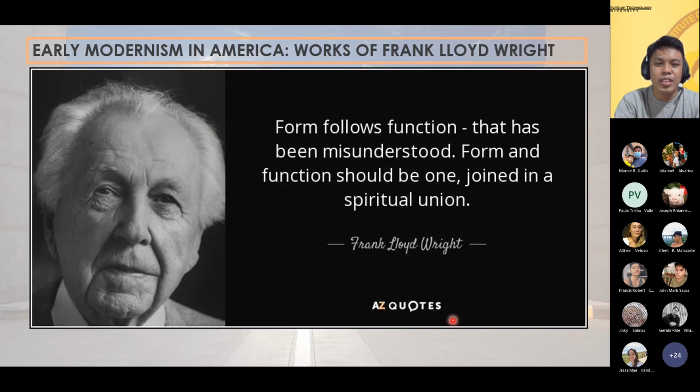Okay, so here is what Frank Lloyd Wright said. If you notice before, form follows function is the main quote or the main concept of Louis Sullivan, his boss. But what did Frank Lloyd Wright say? Form follows function has been misunderstood. Form and function should be one, joined in a spiritual union. So that is what Frank Lloyd Wright said.